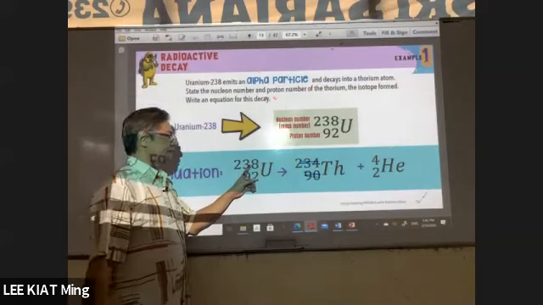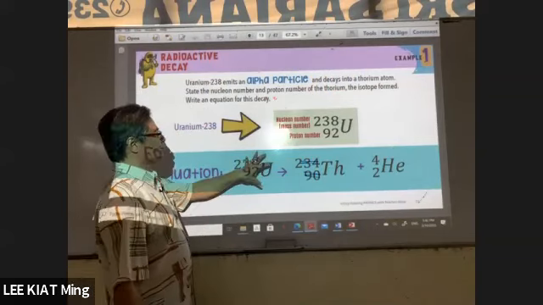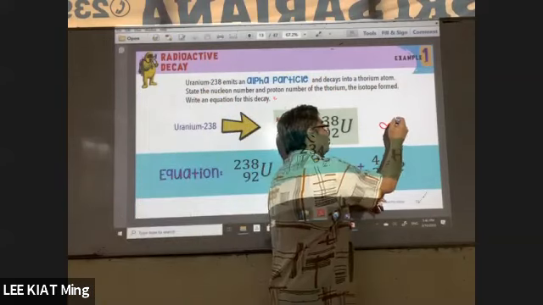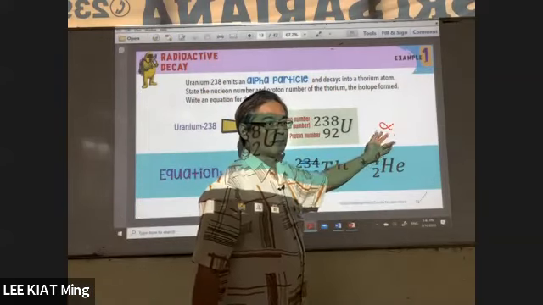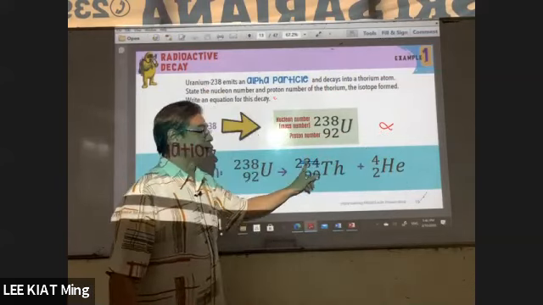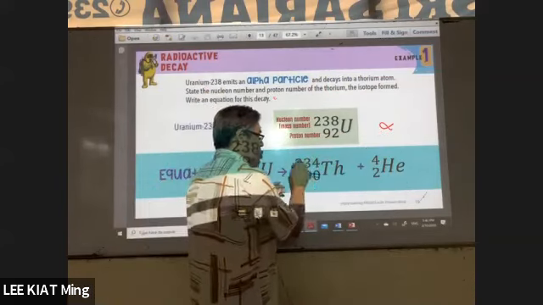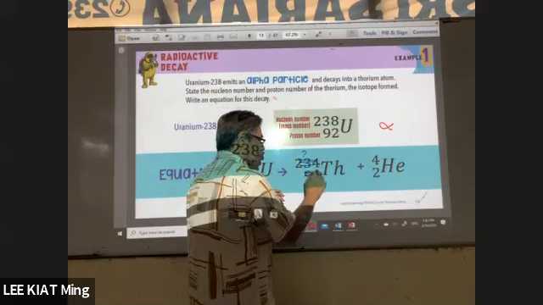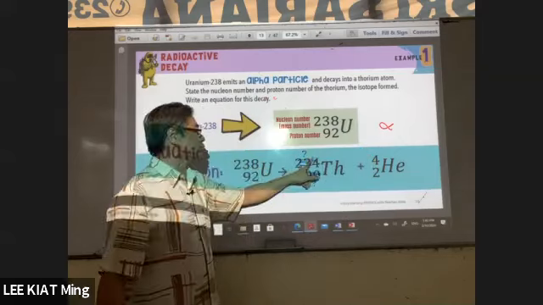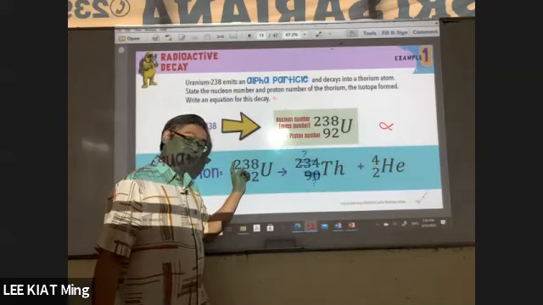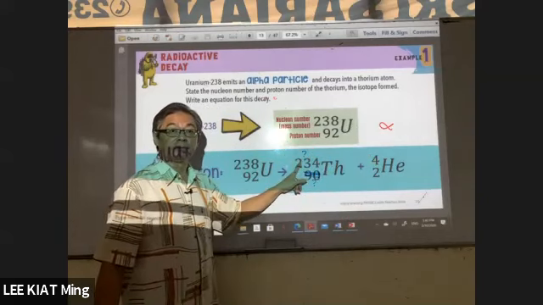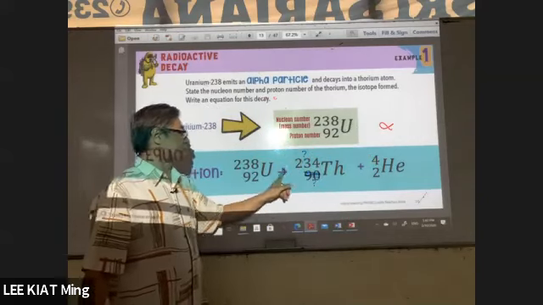They'll give you 238. Then they tell you this uranium atom will decay to give out alpha. You must know what alpha is: 4-2 helium. Then you ask yourself, 4 plus what gives 238? It'll be 234. And 2 plus what gives 92? It's 90.